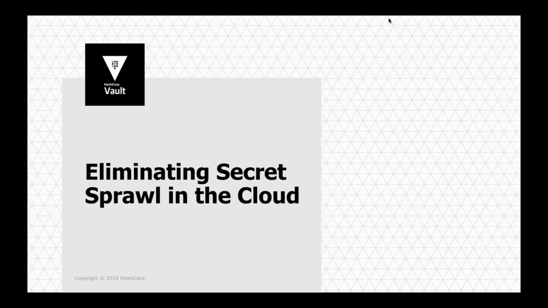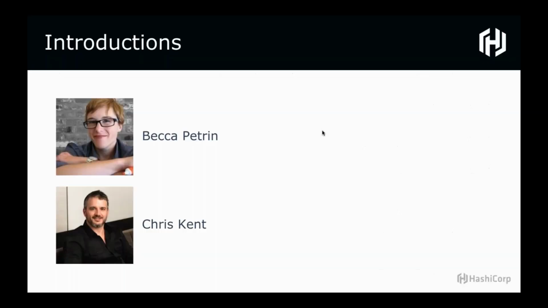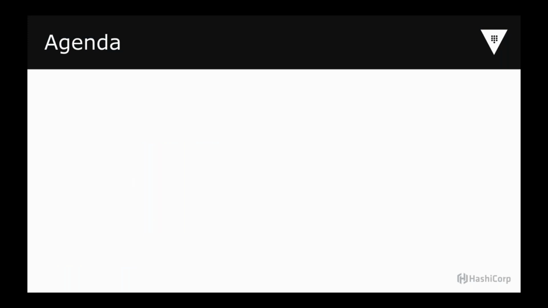All right, hi. So my name is Becca Petra, and thank you for joining me for Eliminating Secret Sprawl in the Cloud. I am a software engineer on the Vault ecosystem team, and also at the end, Chris Kent will be talking about an Adobe use case.